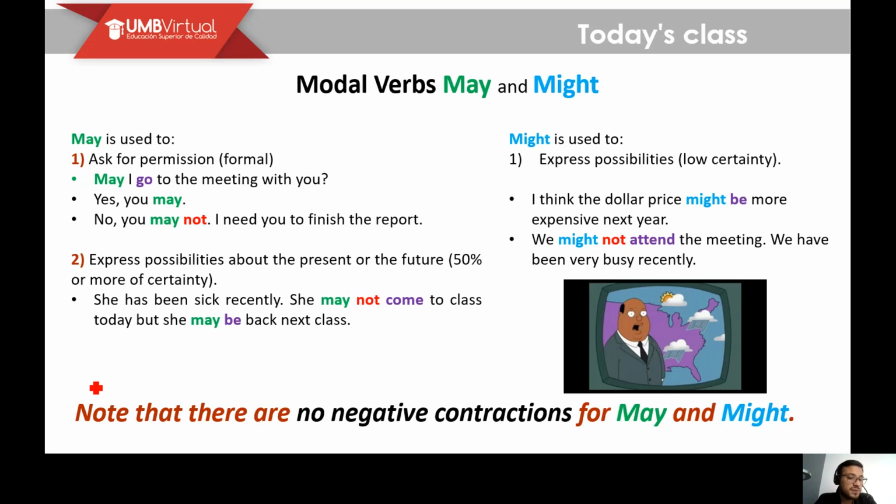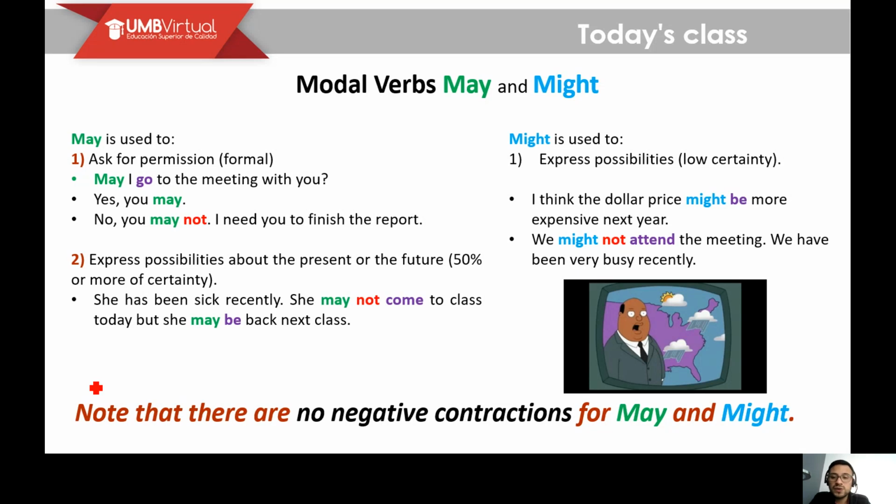In the case of may, you use it to express possibilities about the present or the future when you are more or less sure, 50% de seguridad, 50% or more certainty. She has been sick recently. She may not come to class today, but she may be back next class. Estamos ahí como diciendo que puede, como que sí, puede, como que no, ¿ya?